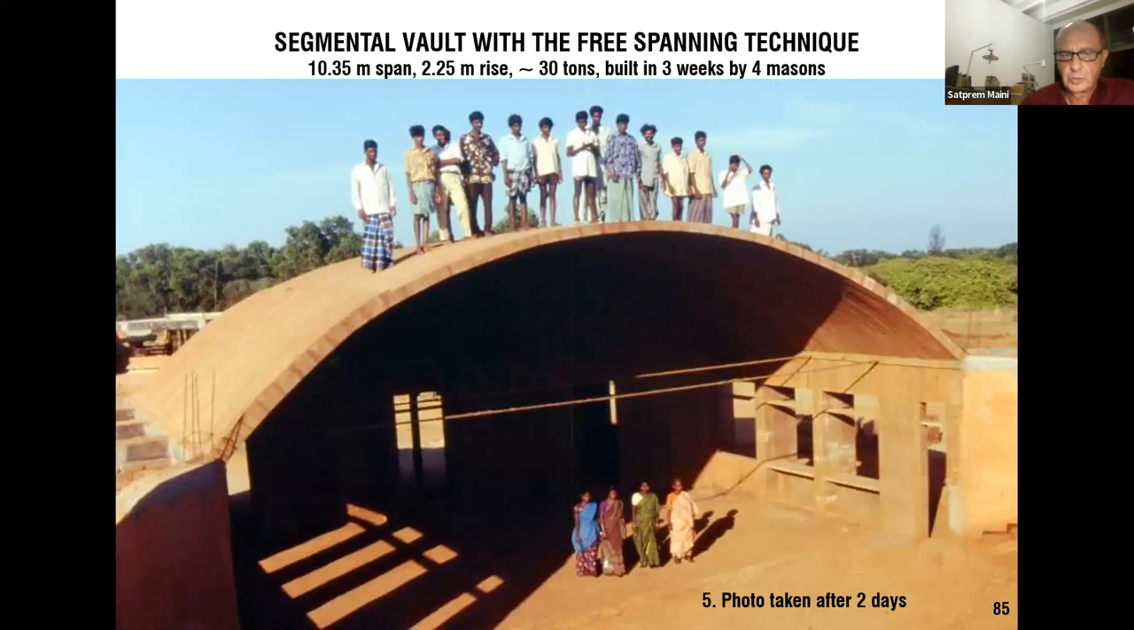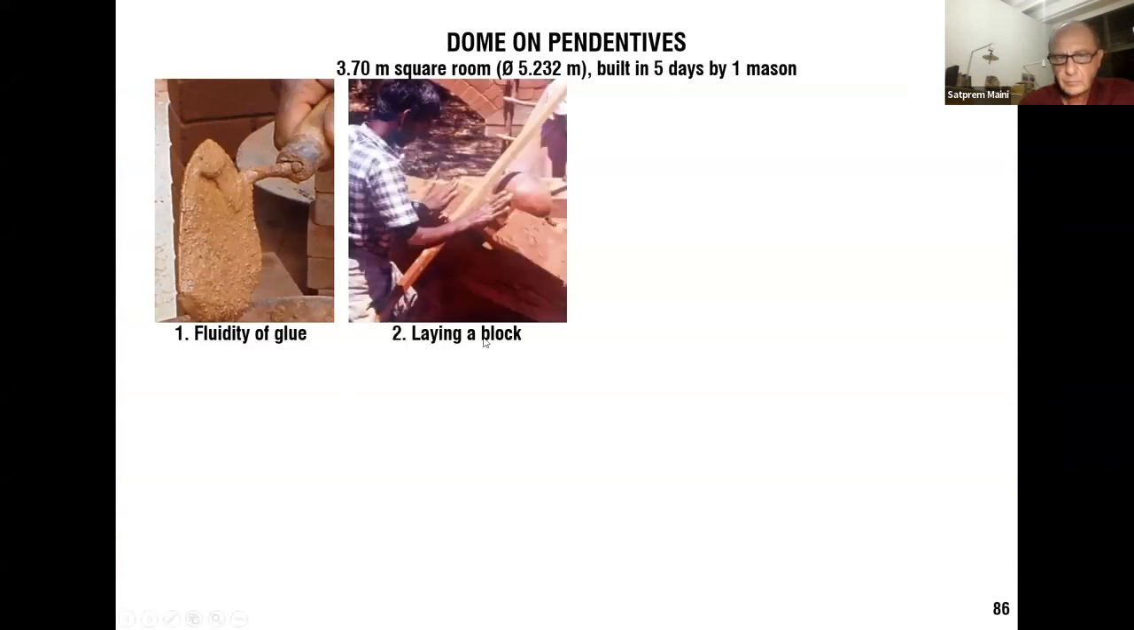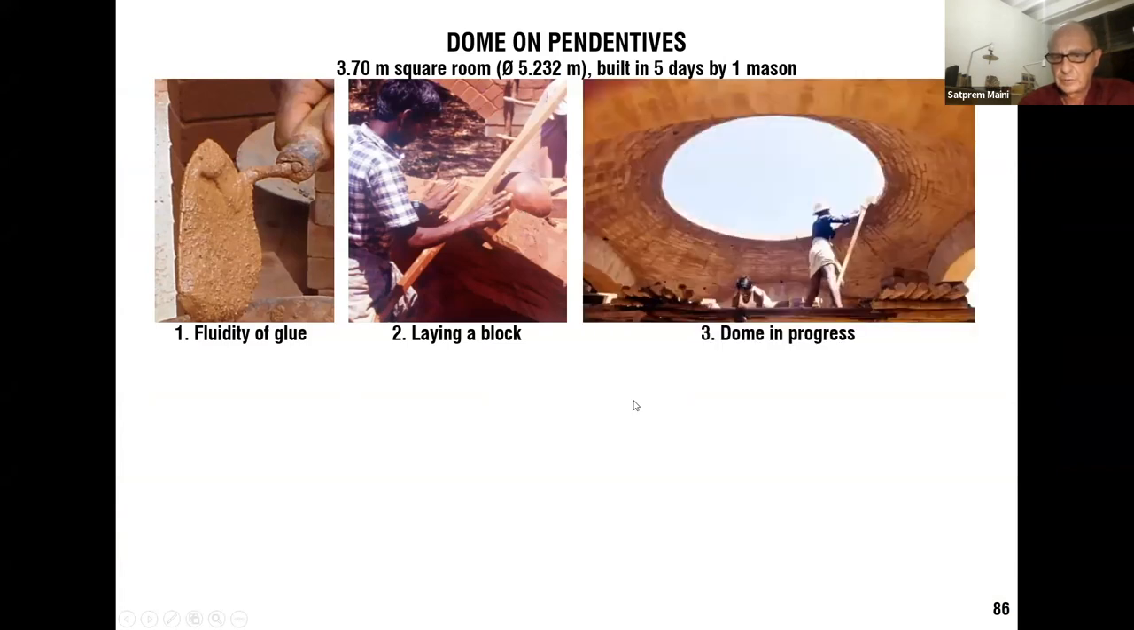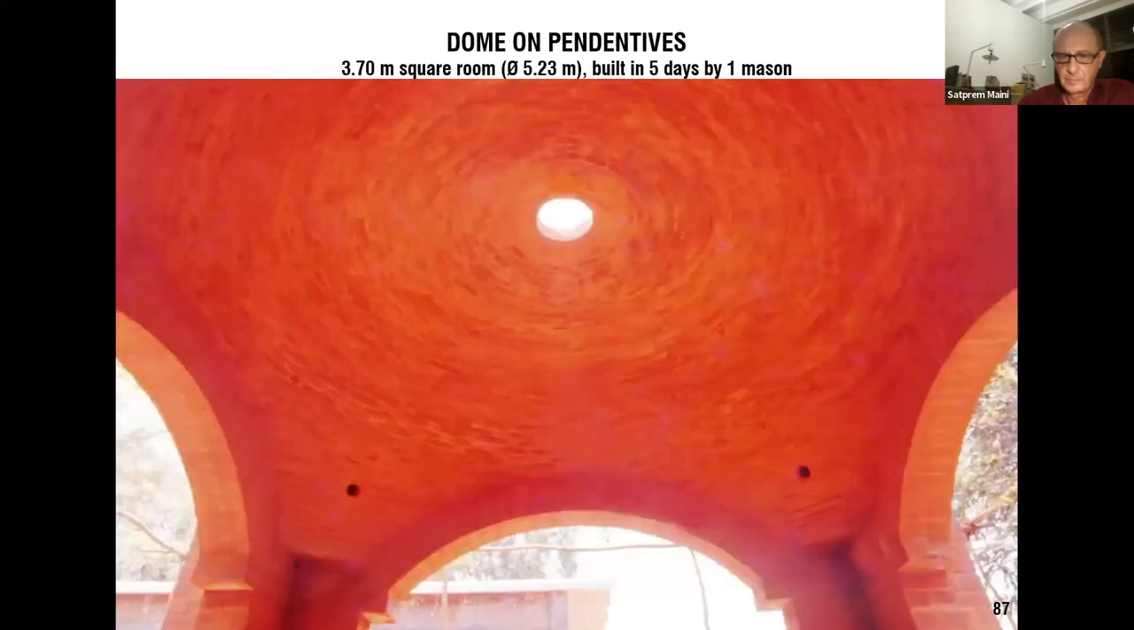Then you have the dome on pendentives. You have the fluidity of the glue. Open the block. This is the acoustic tile. The dome in progress, built in 5 days with one mason. This is the dome on pendentives finished. This is one of the rooms of our office. You can see the acoustic tiles here.